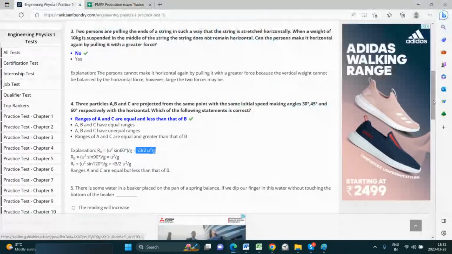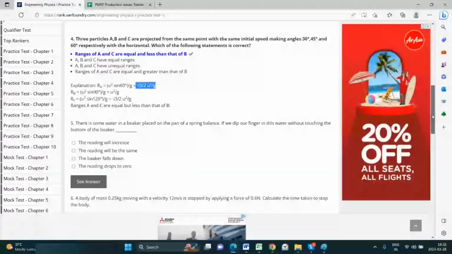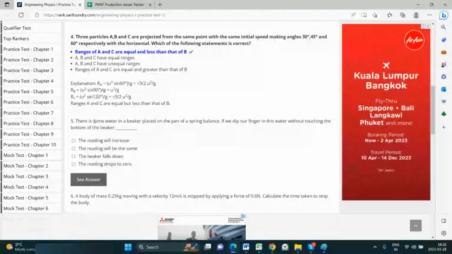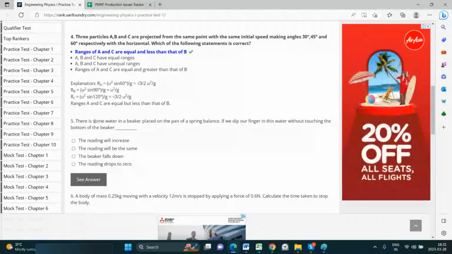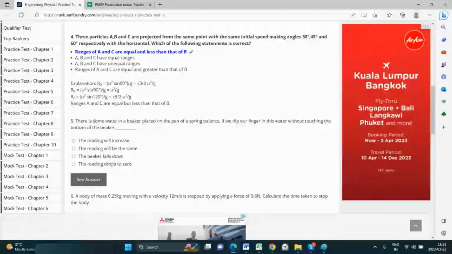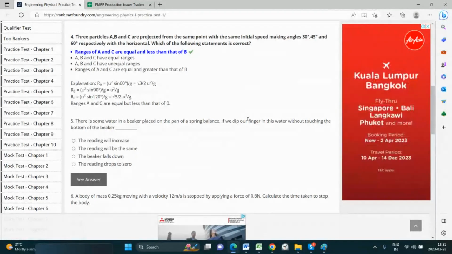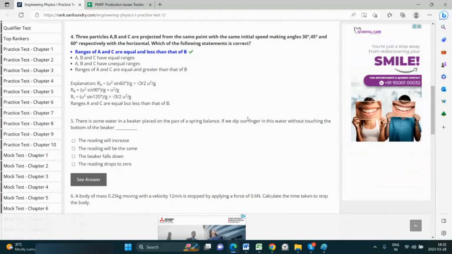Next question. Again you are going to answer. There is some water in a beaker placed on the pan of a spring balance. Spring balance இப்படி ஆடிண்டே இருக்கும். அதுல ஒரு beaker வச்சு அதுல கொஞ்சம் வாட்டர் இருக்கு. If we dip our finger in this water without touching the bottom of the beaker, நம்ம அந்த beaker உள்ள கை விட்டு, பீக்கரை கீழே பட்டாதான் அது ஆடும், இல்லைன்னா ஆடாது நினைச்சுக்கிறோம்ல. So without touching the bottom of the beaker, what will happen?